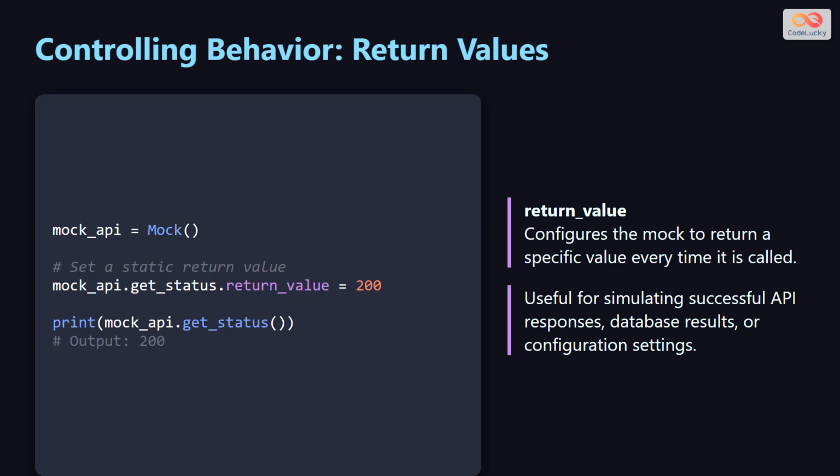Mocks are useful because you can tell them what to return. By setting the return_value attribute, you ensure that whenever your code calls that method, it gets back exactly what you specified, like a status 200.